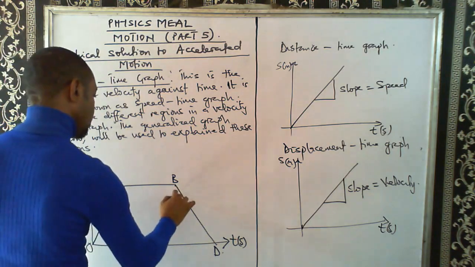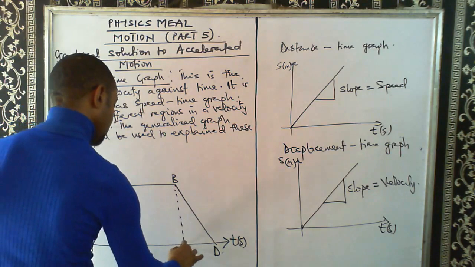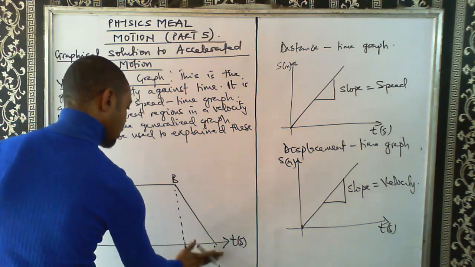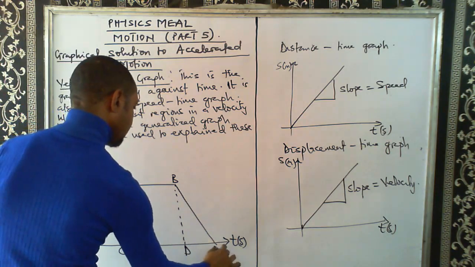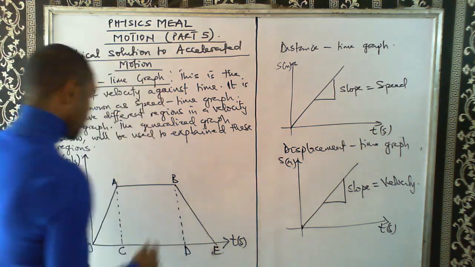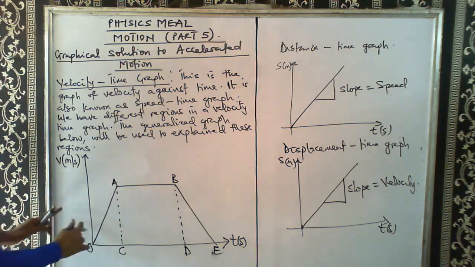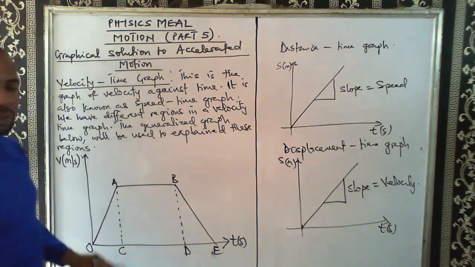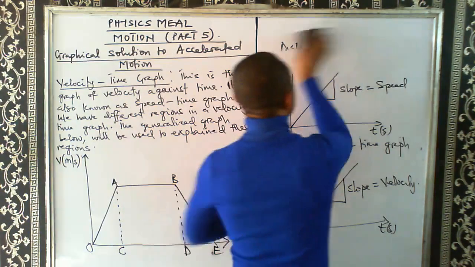Okay, let me still draw this one. Let's say T now, and here E. And here is our E. Okay, let's describe the region. This is a motion. Let's describe these regions. Let's explain them.